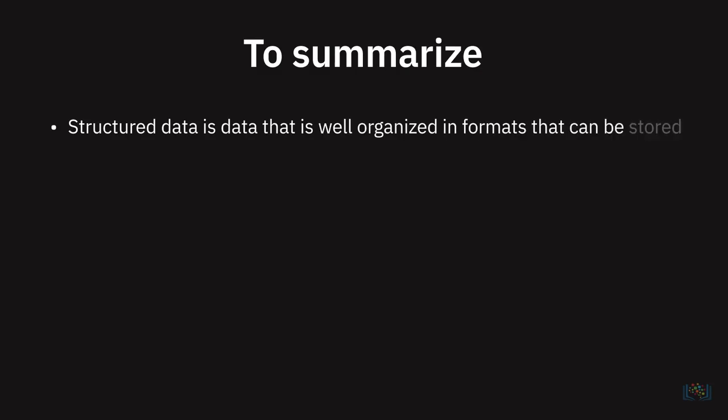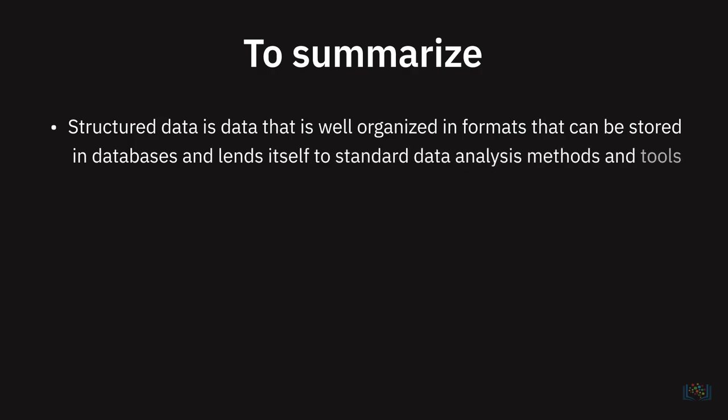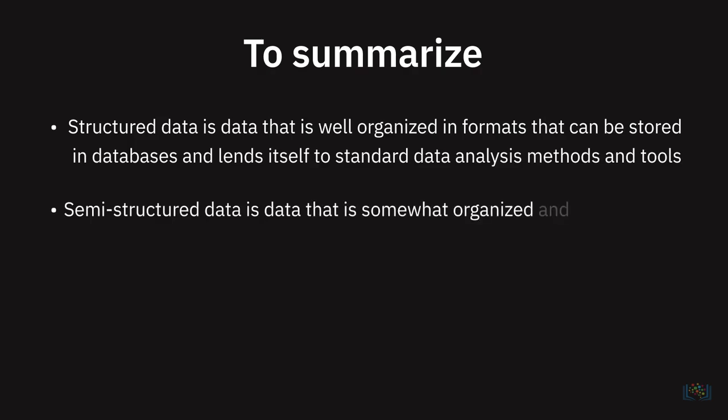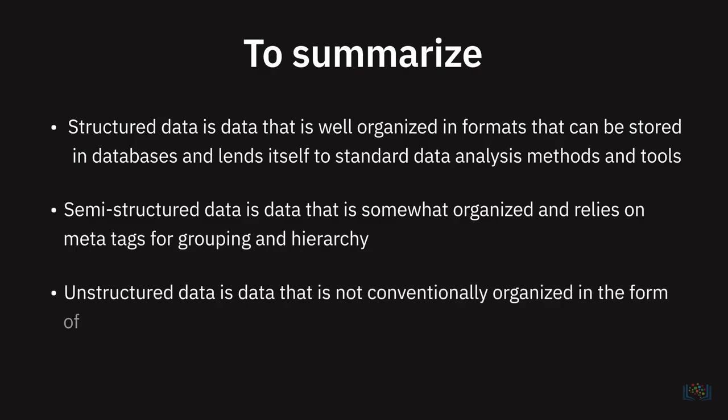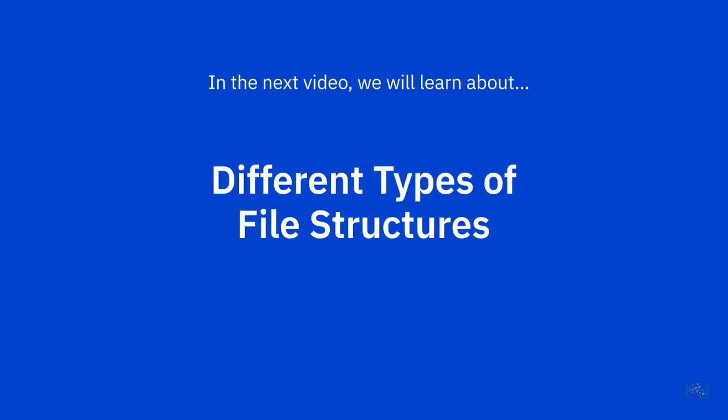To summarize, structured data is data that is well organized in formats that can be stored in databases and lends itself to standard data analysis methods and tools. Semi-structured data is data that is somewhat organized and relies on meta tags for grouping and hierarchy. And unstructured data is data that is not conventionally organized in the form of rows and columns in a particular format. In the next video, we will learn about the different types of file structures.